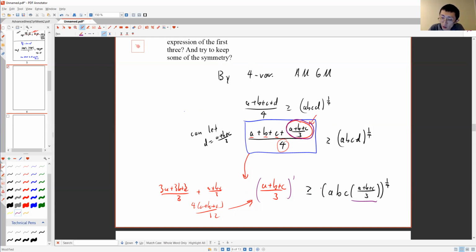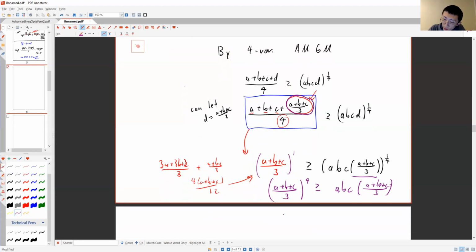So if we really wanted to, we could take both sides to the 4th power. But let's just cancel out a 4th power of this. So actually, let's just take both sides to the 4th power. So this thing to the 4th power is bigger than or equal to this thing. And then we can just cancel out one of the average of the ABCs, right? So then we just have A plus B plus C over 3. So we cancel out the common term. And that's exactly what we want to prove, right?